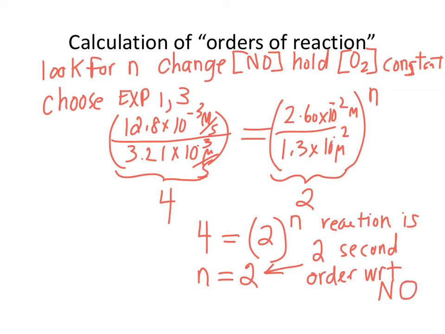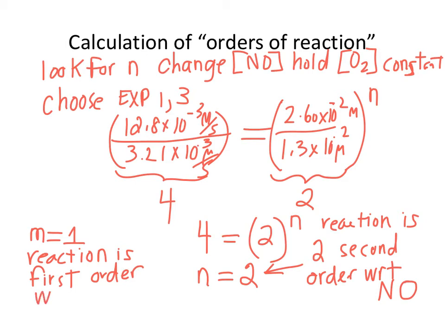In the first page, or the first calculation, we found out that M was equal to 1, and we would say that the reaction is first order with respect to oxygen.